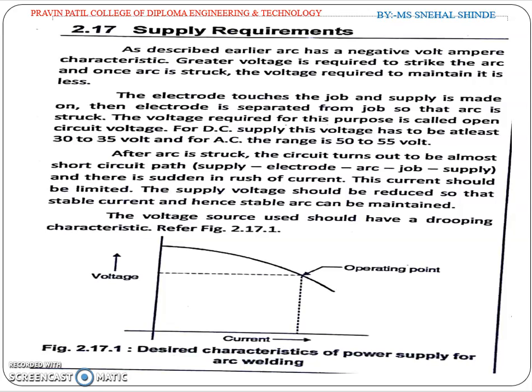For arc welding, it is the characteristic plotted between voltage and current. So the voltage is maximum when current is low, and it reduces as the current increases, and the point where the voltage and current meet is the operating point. It is known as the operating point.